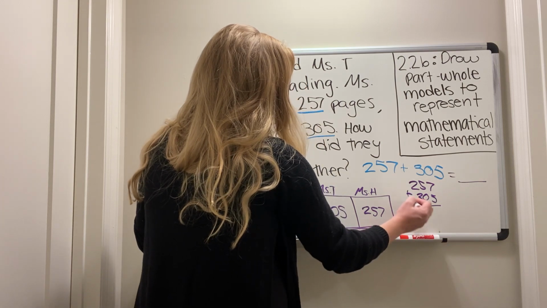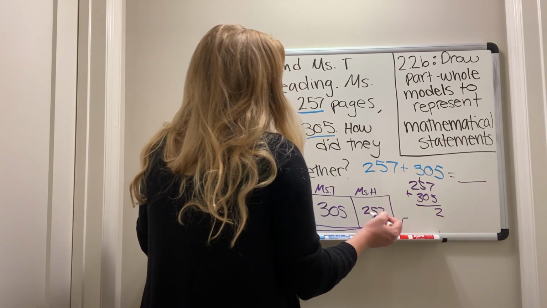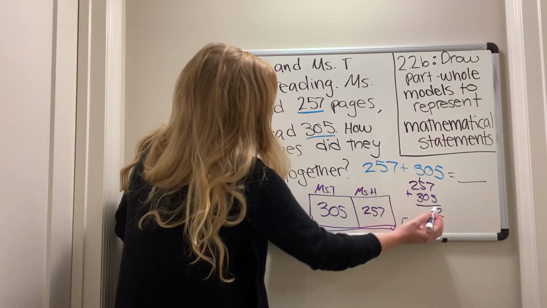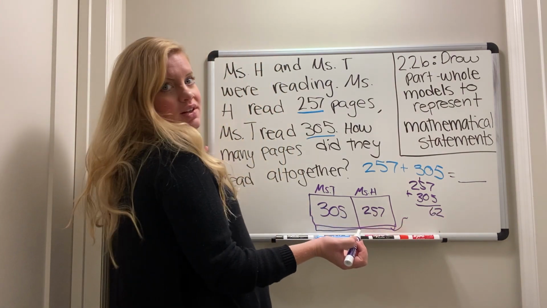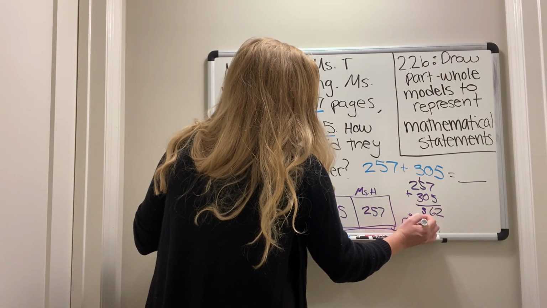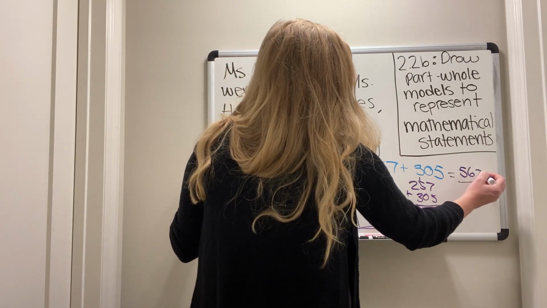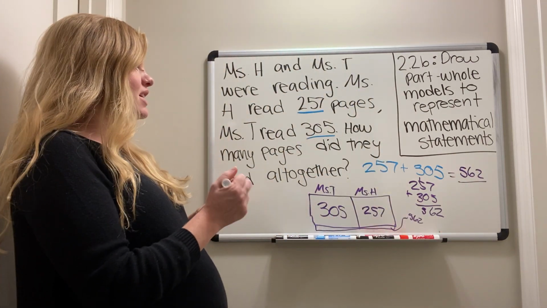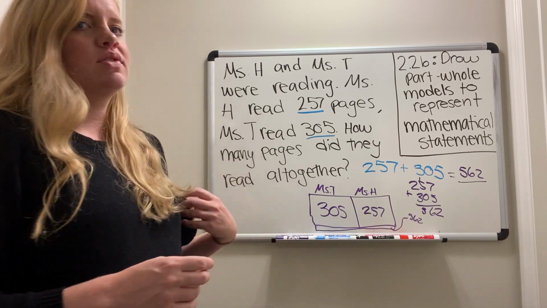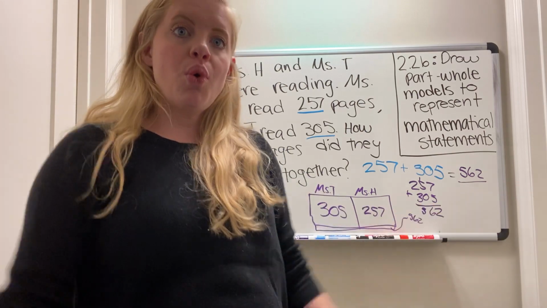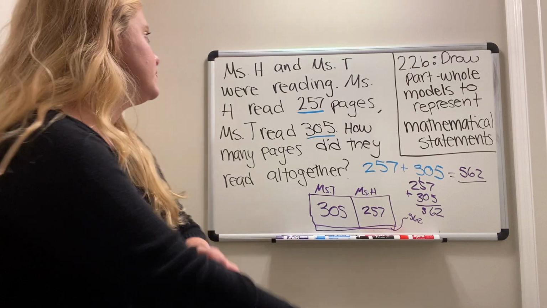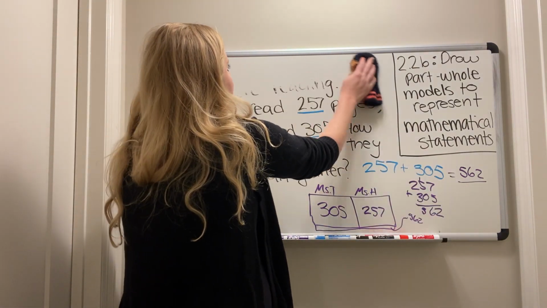7 plus 5 is 12, good. 10 plus 50 is 60, good. And then 200 plus 300 is 500, good. So 562. If this were a test, we would write our answer sentence, which would be the two teachers read 562 pages altogether. Whew. It's a lot of math. It's a lot of writing. All right.